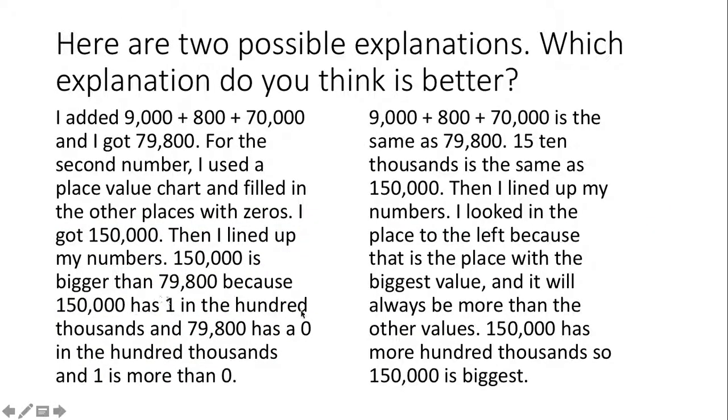But show them these two answers and have them talk about which explanation they think is better. So I added 9,000 plus 800 plus 70,000, and I got 79,800. For the second number, I used a place value chart and filled in the other places with zeros. I got 150,000. Then I line up my numbers. 150,000 is bigger than 79,800 because 150,000 has a 1 in the 100,000s, and 79,800 has a 0 in the 100,000s, and 1 is more than 0.